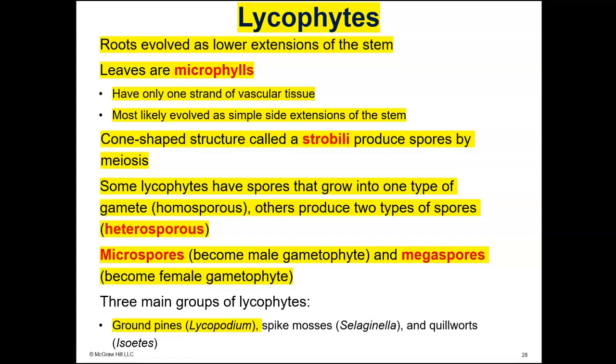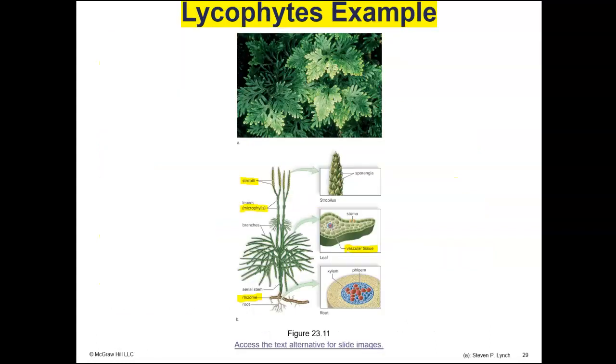I always remember this because the male gametophytes produce sperm, which are small, and the female gametophytes produce eggs, which are large compared to the sperm. So that's how I remember microspores and megaspores. The three main groups of lycophytes are the ground pines or club mosses, spike mosses, and quillworts. Here is a picture of a lycophyte, and an illustration that shows you the strobili, which are cone-shaped, but small.